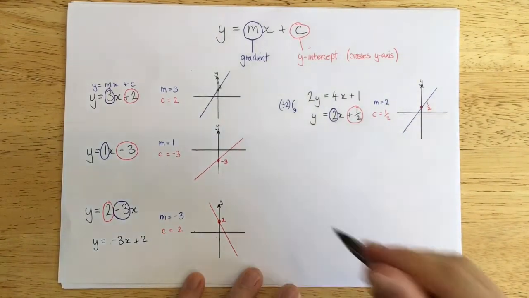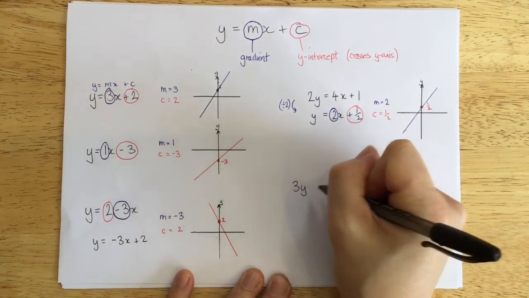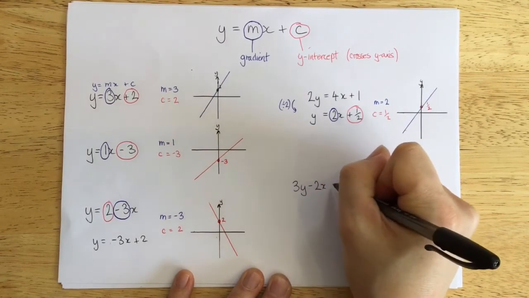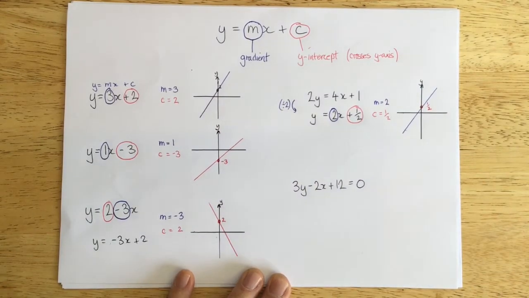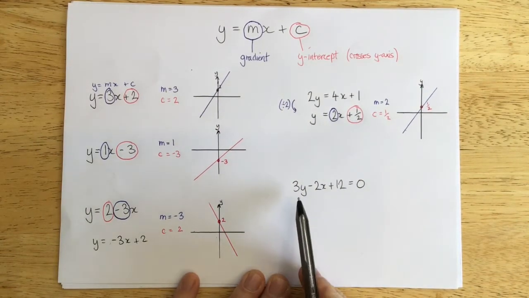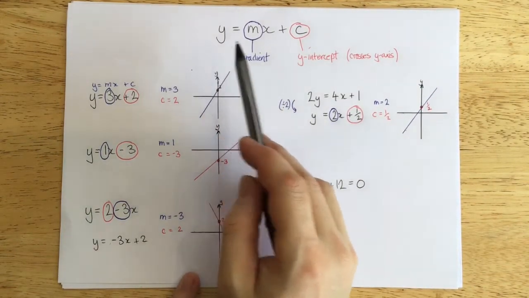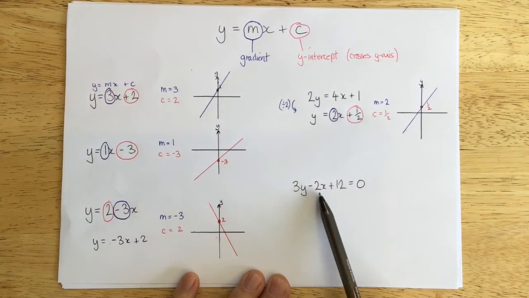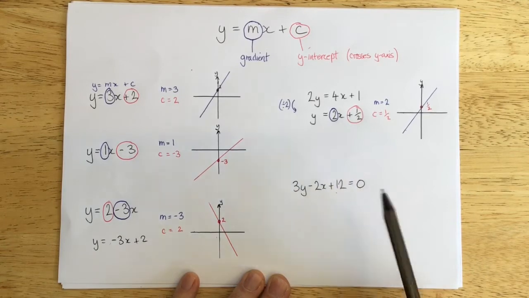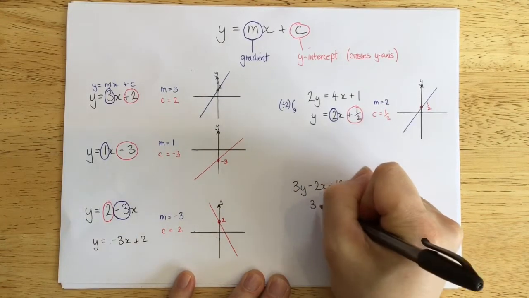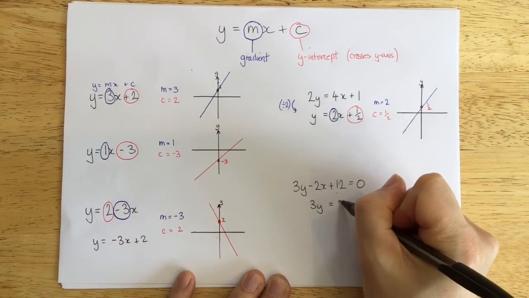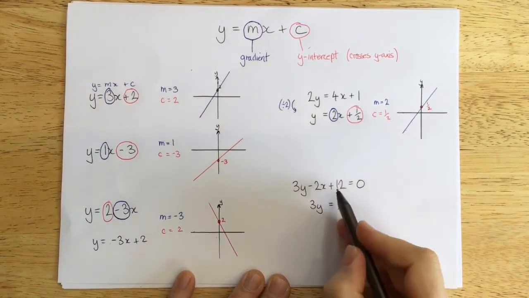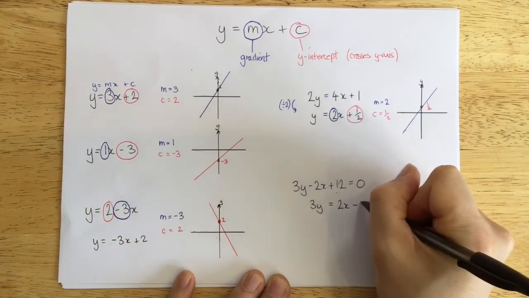Finally, 3y minus 2x plus 12 equals 0. Now here we have a bit of a problem in that it's not in the format y equals something. So the first thing I want to do is make sure it's a y term equals something. So I'm going to move these two across the equal sign. And so it's become 3y equals. Now when I move that across, it becomes 2x. And when I move the plus 12 across, it becomes minus 12.